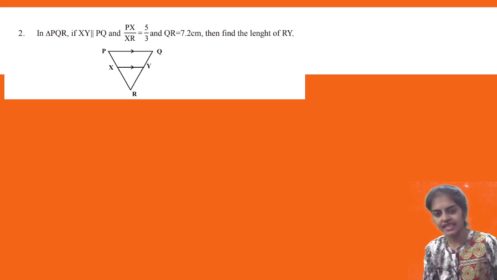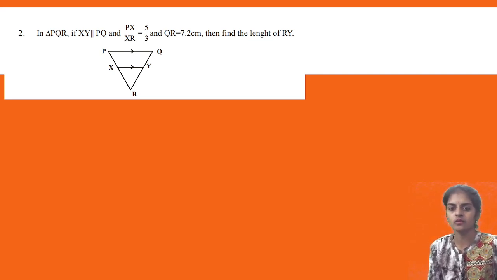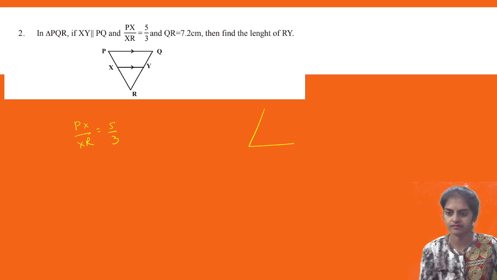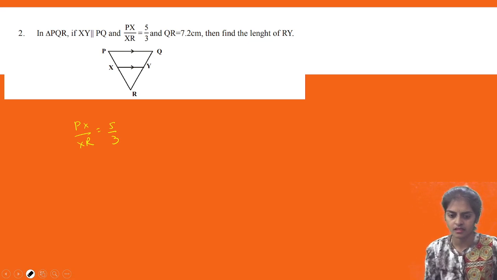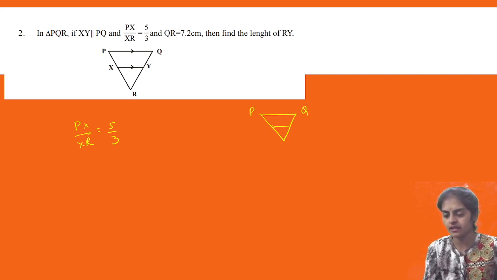So first question, in triangle PQR, if XY is parallel to PQ, and PX upon XR is given as 5 by 3. Okay, so you have a triangle. Everyone please concentrate. I hope you're all ready with your pen and book. So this is the triangle PQR. In this triangle PQR, this XY is parallel to PQ. Okay, and PX by XR ratio is given as 5 by 3.